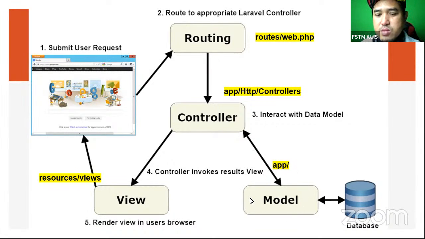So what is meant by model? Model is a class. Normally MVC leverages the OOP side, because model is a class, another class besides the controller class and the view class. The role of the model is basically to communicate with the database.